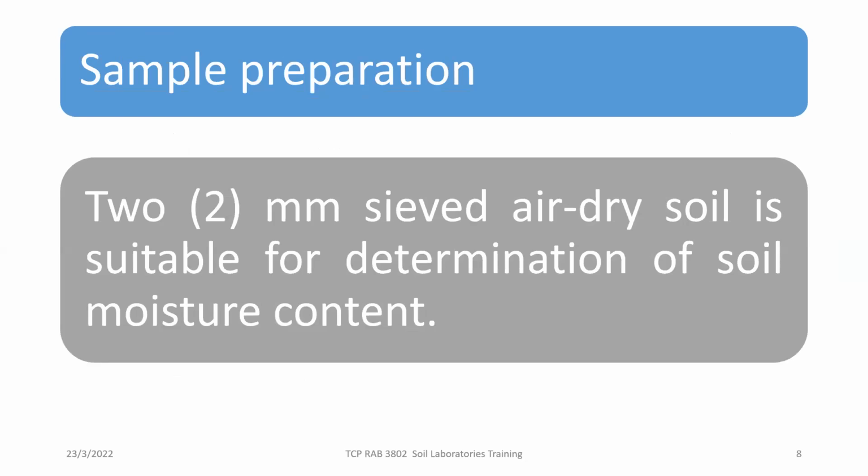For sample preparation, you try to use 2 millimeter safe air dry soil, but you will try to bring it to the field condition. Somehow, you already know the particle density and the bulk density of the soil. So in general, you try to manage the soil to bring it into a similar condition of the field by adding and making some pushing or pressing of the soil particles.